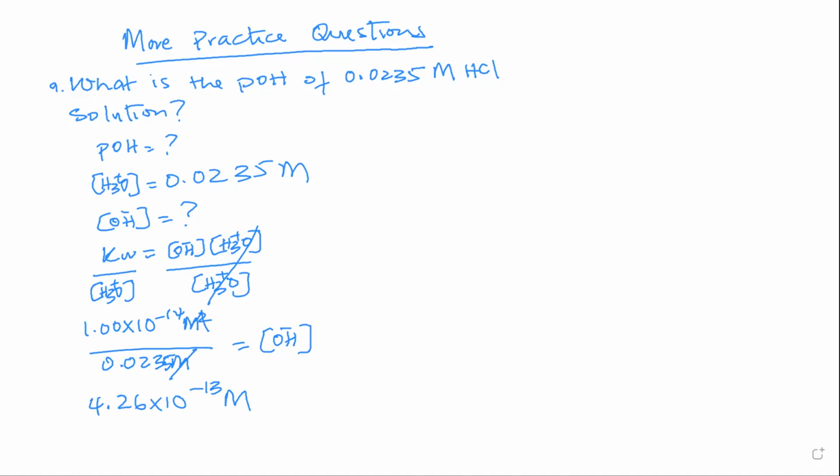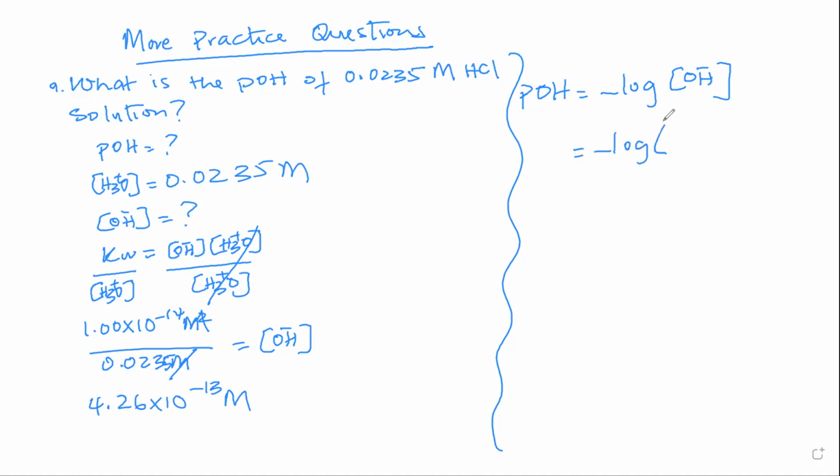We are not done. We're supposed to calculate pOH. And we know that pOH is equal to negative log of hydroxide ion concentration. So which will be negative log of 4.26 times 10 to negative 13 molar, which you plug into your calculator, and you get the pOH. Hopefully you got it correct.